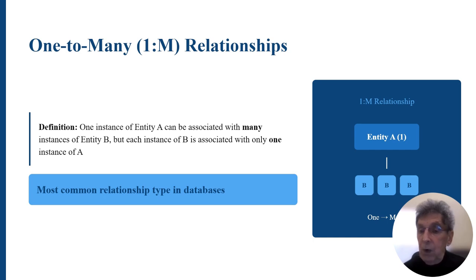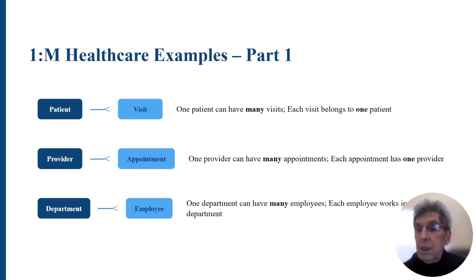Visually, you'll see a 1, a single line on one end, and an M, or a crow's foot, on the other end of that line. The crow's foot, that three-pronged fork, indicates the many side of the relationship. Let's look at healthcare examples of one-to-many relationships. Patient to visit. We've discussed this one. One patient can have many visits over their lifetime: annual checkups, sick visits, follow-ups, emergency visits. Each visit belongs to exactly one patient, so it's a one-to-many relationship.